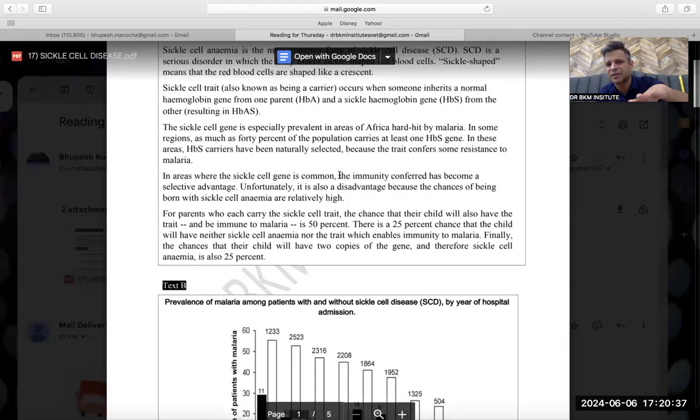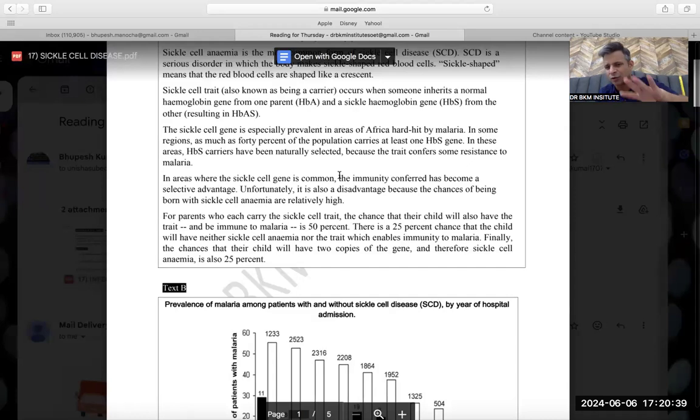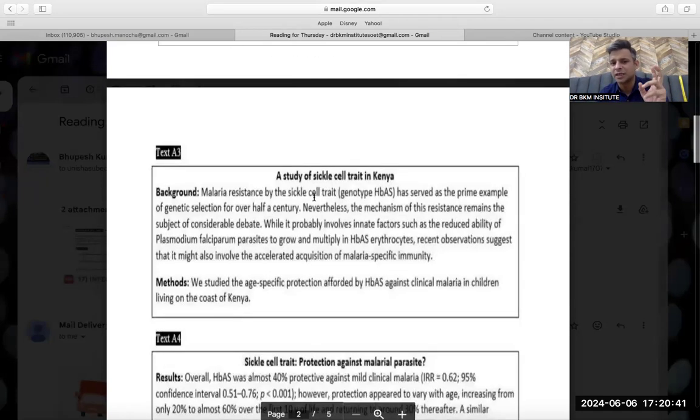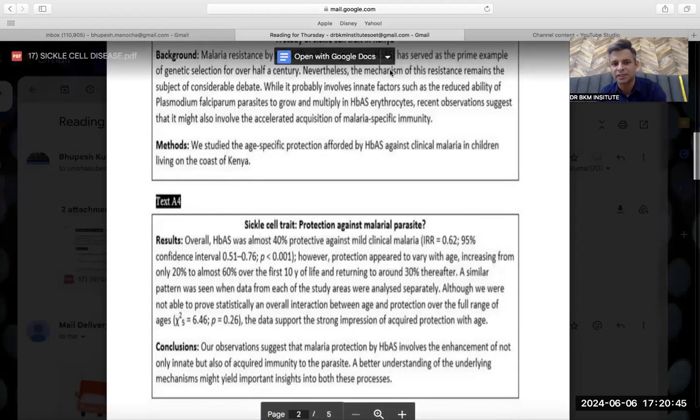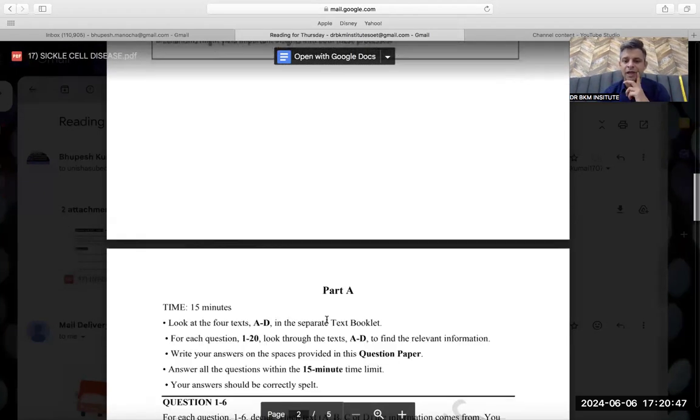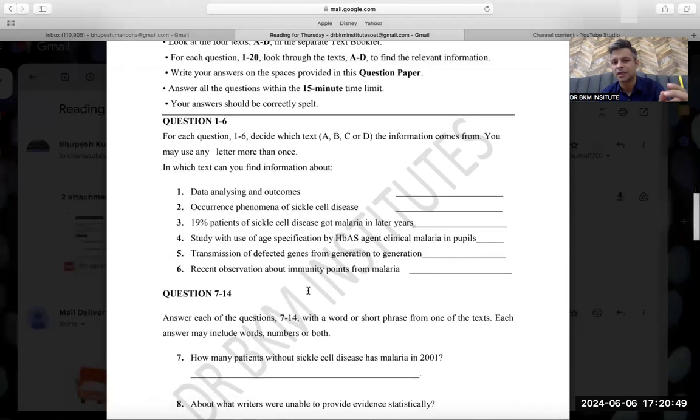In the first paragraph, majorly it was about carrier and all that stuff, introduction. C part, it is about an experiment. D part, it is about the results of the experiment. Now you go to question number 1. Data analyzing and outcomes. Outcomes means results. D.